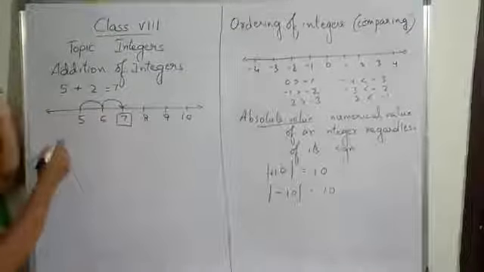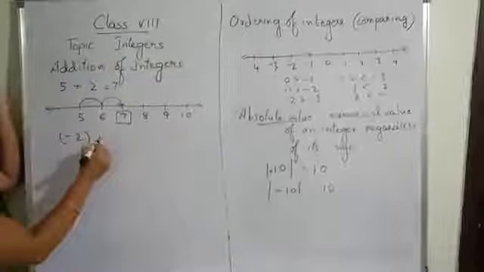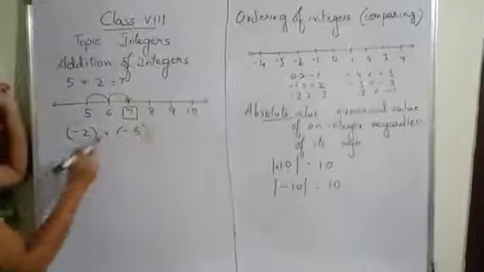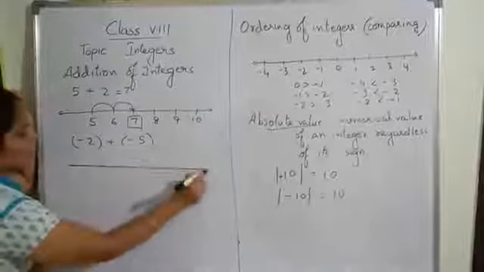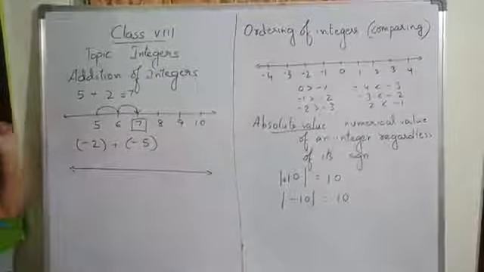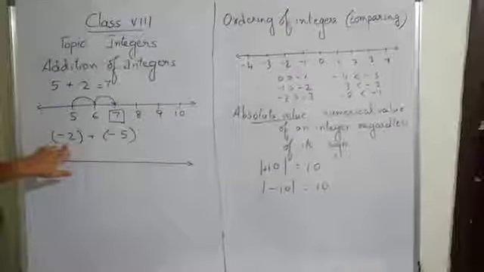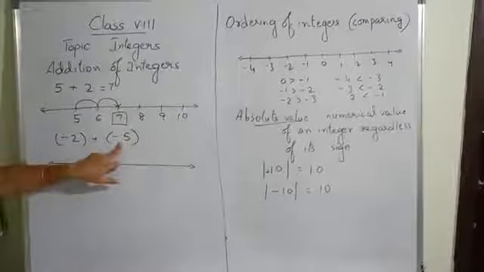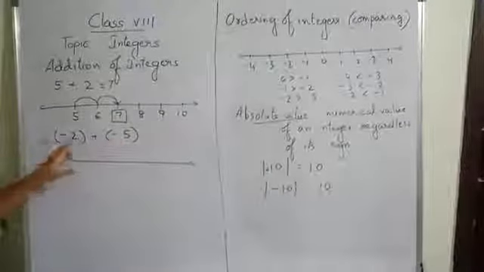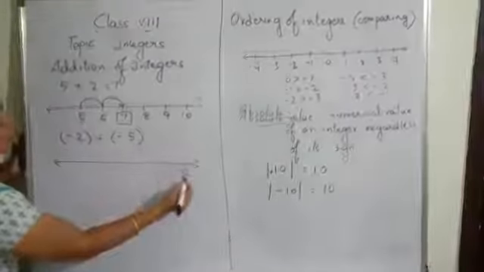Now let us take another example. Minus 2 plus minus 5. Two negative numbers. Draw the number line. Here start from minus 2. Because it is a negative, you have to move towards the left side 5 steps.